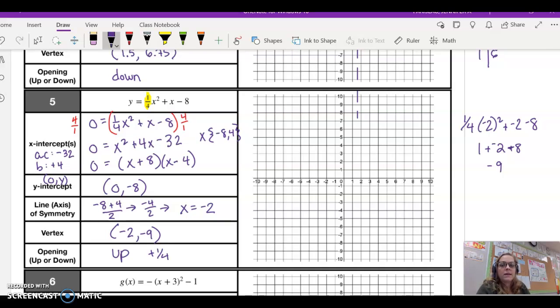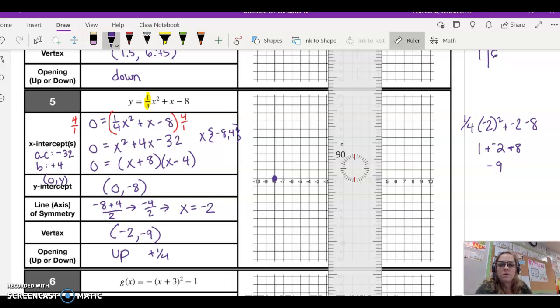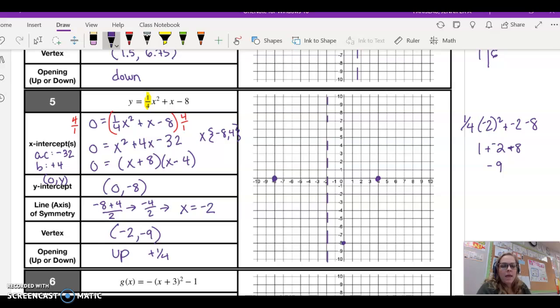So now I have all of my key points that I can go ahead and graph. So my x-intercepts, negative 8 and 4. My y-intercept, 0, negative 8. My axis of symmetry is negative 2. Let me go ahead and put my ruler there. This just happens to be right in the spot I need it. And my vertex is negative 2, negative 9. All right, so you can see that we've got 4 points on there that helps create our curve, and they're good anchor points to help us out.